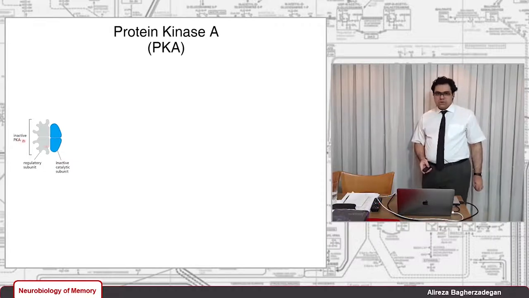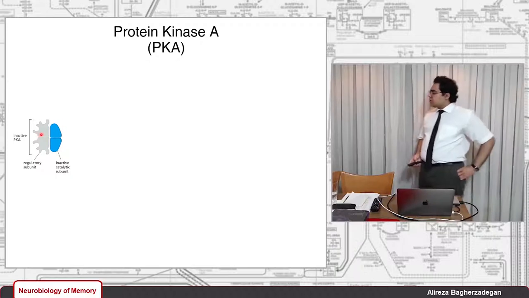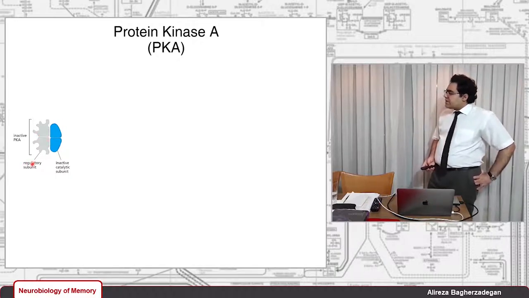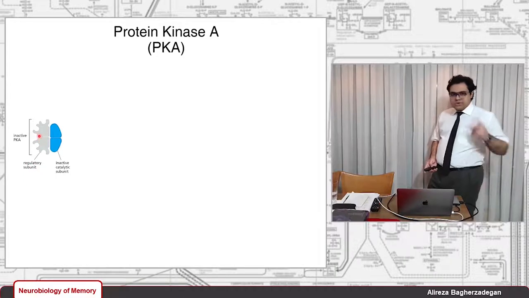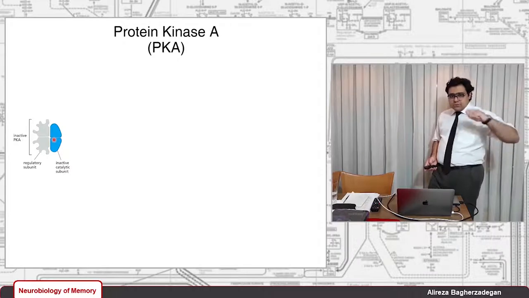This is inactive protein kinase A. I just want to tell you why it is inactive and how it is activated. Let's take a look at this schematic structure. We have two regulatory subunits, and two catalytic subunits. The function of these regulatory subunits is that they attach to these catalytic subunits and prevent the catalytic subunits from making interactions and getting activated.